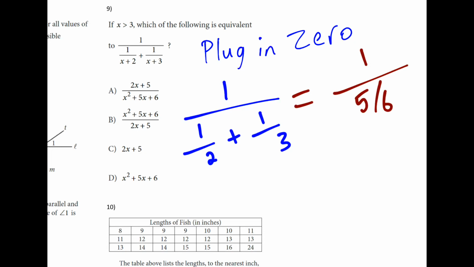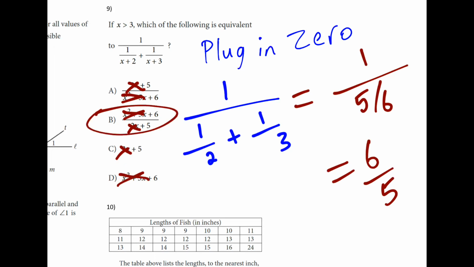Dividing by a fraction is the same as multiplying by its reciprocal. So this turns out to be 6 over 5. So if I plug in x as 0 for these answers, that cancels out all of this part, and one of these is going to equal 6/5, and it turns out B is the only one that does.